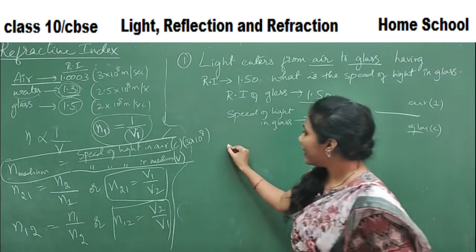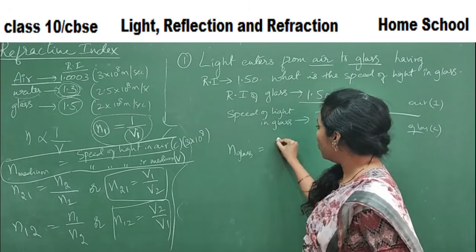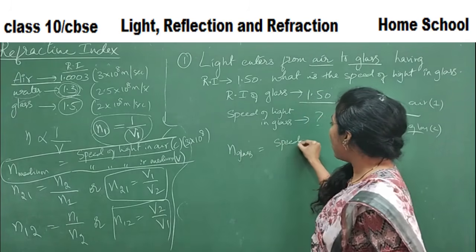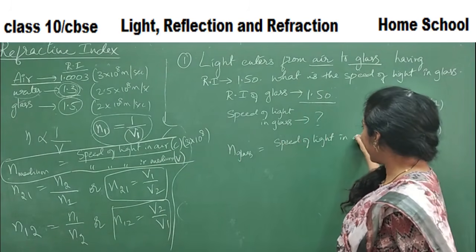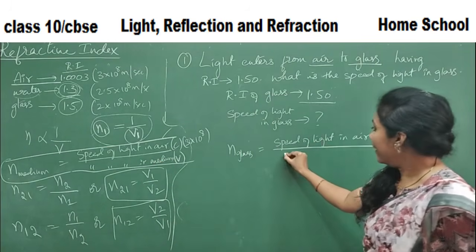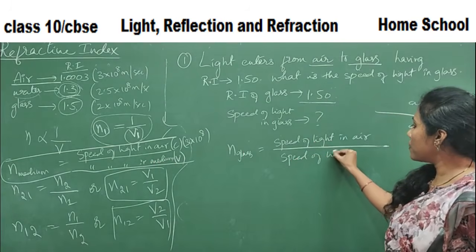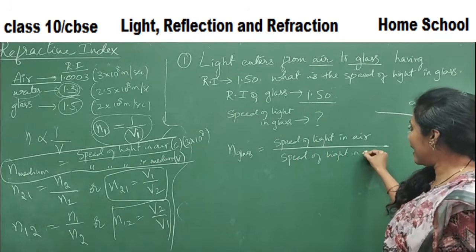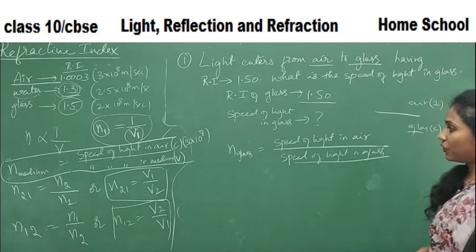So what will I write here? Refractive index of glass is equal to speed of light in air, divided by speed of light in glass. Yes or no? This is how I have to change my formula. Speed of light in glass, what are they asking you? Speed of light in glass they asked you.